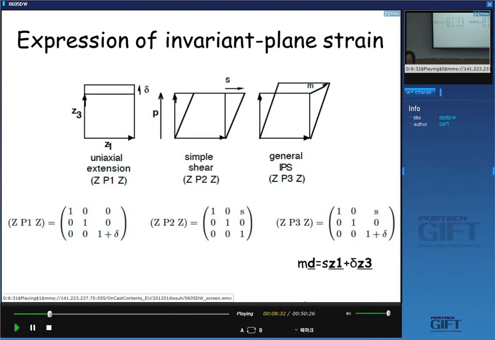The simplest way to express the invariant plane strain is to take as basis two axes on the invariant plane and one axis normal to that plane, and one of the two axes on the invariant plane is parallel to the shear direction. When we take the bases like that, these three matrices express the deformation matrix of invariant plane strain, right?